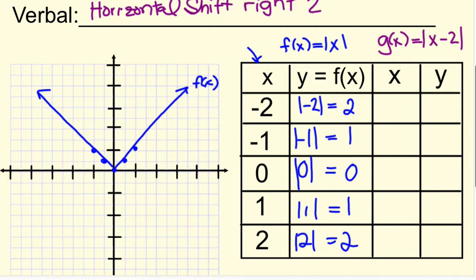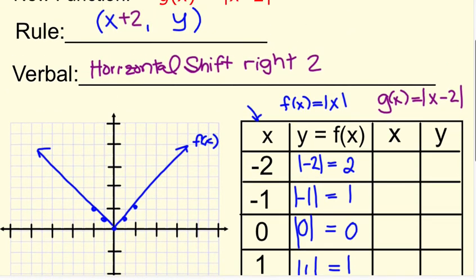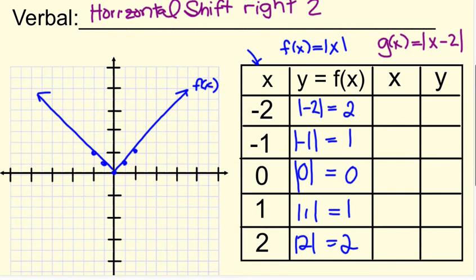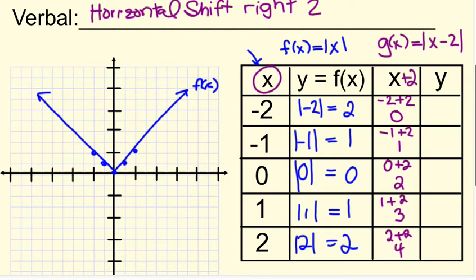Now, our rule says, if we come back up here, every x value, we're going to add 2 to it. So I say x plus 2. So all of these numbers in this column, we're going to add 2 to them. So if you want to do it in your head, that's great. I'm just going to write it out for you. So negative 2 plus 2 is 0. Negative 1 plus 2 is 1. 0 plus 2 is 2. 1 plus 2 is 3. 2 plus 2 is 4.